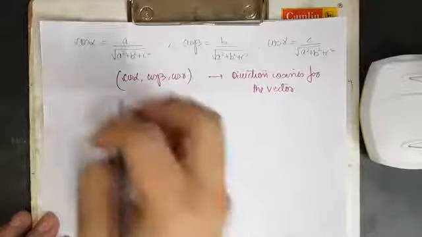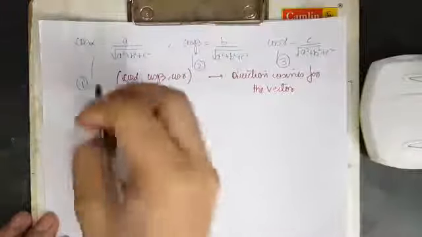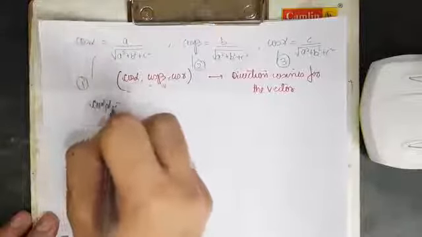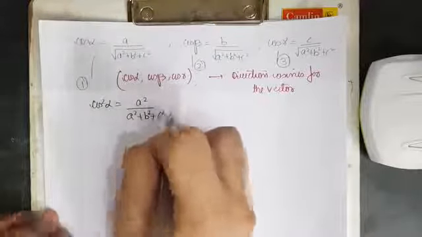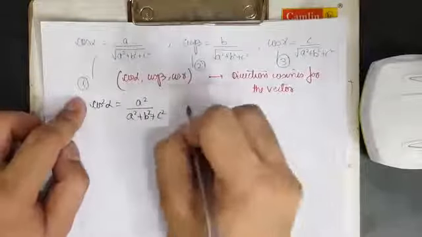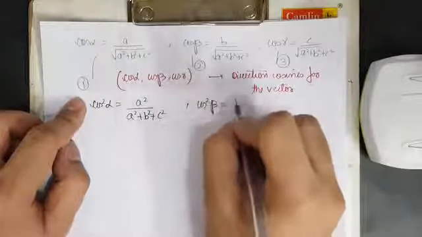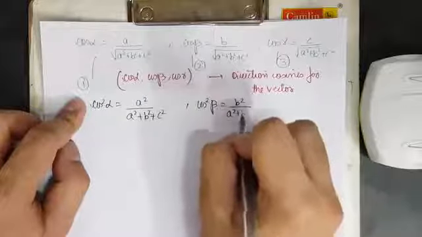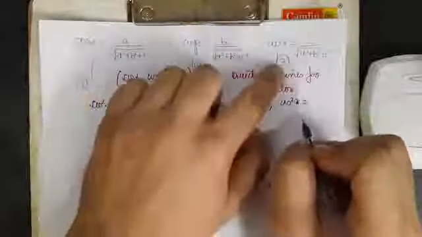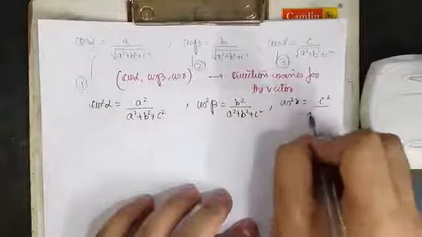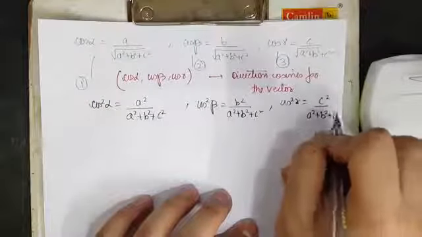Now the last part: we take these to be equation 1, equation 2 and equation 3. So cos square alpha will be equal to a square by a square plus b square plus c square, just squaring this one. Cos square beta will be equal to b square by a square plus b square plus c square. Cos square gamma will be equal to c square by a square plus b square plus c square.